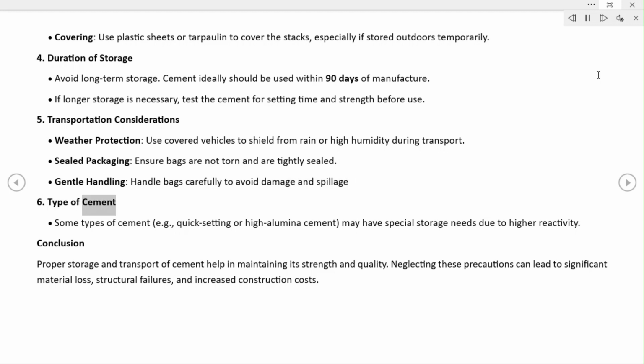6. Type of cement. Some types of cement, example quick-setting or high alumina cement, may have special storage needs due to higher reactivity. Conclusion. Proper storage and transport of cement help in maintaining its strength and quality. Neglecting these precautions can lead to significant material loss, structural failures, and increased construction costs.